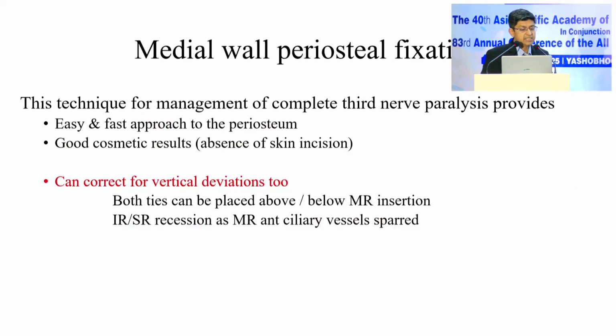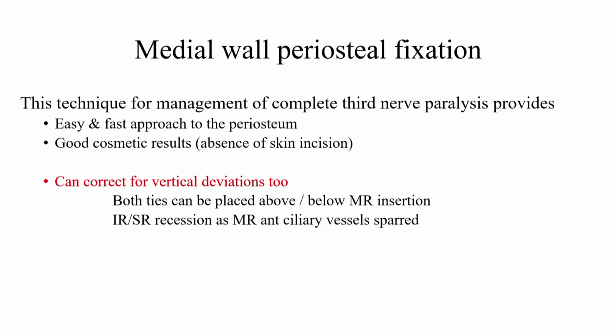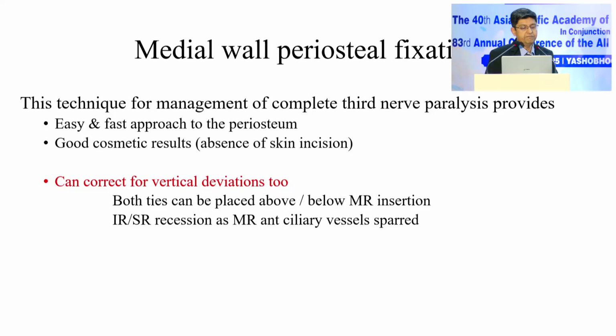So this is, of course, very fast. We use the pre-caruncular approach so that it's very fast. And for verticals, as I mentioned, you can have both the ties placed below the medial rectus insertion to get an uplift. And of course, a second surgery for vertical recti if the vertical recti are active.